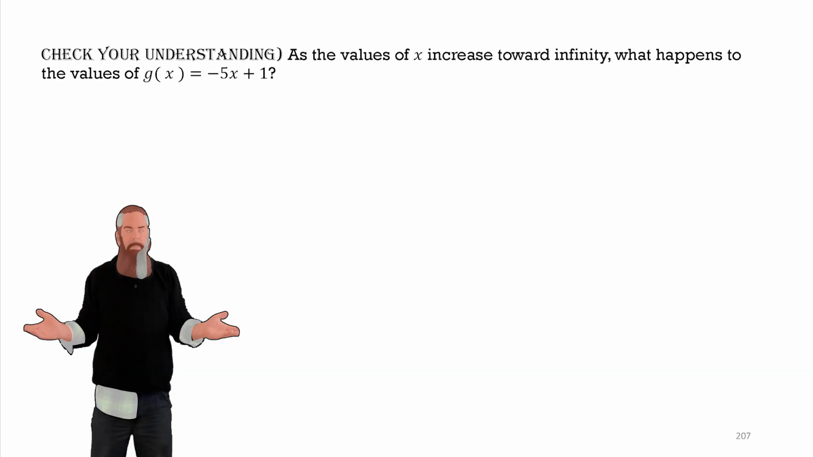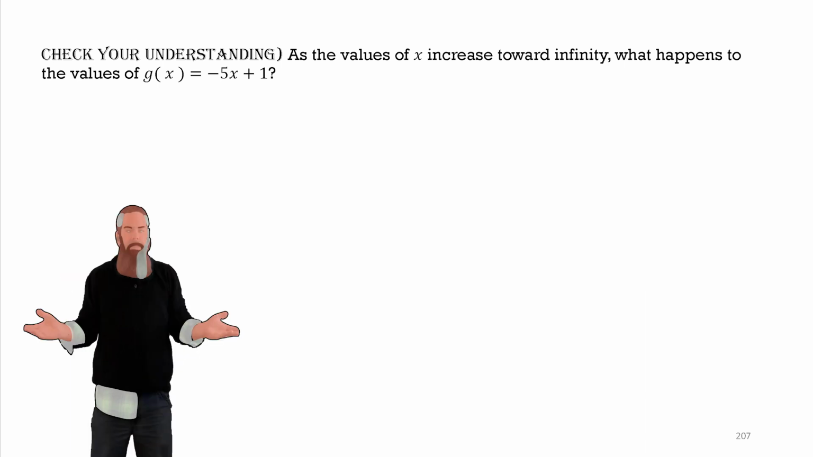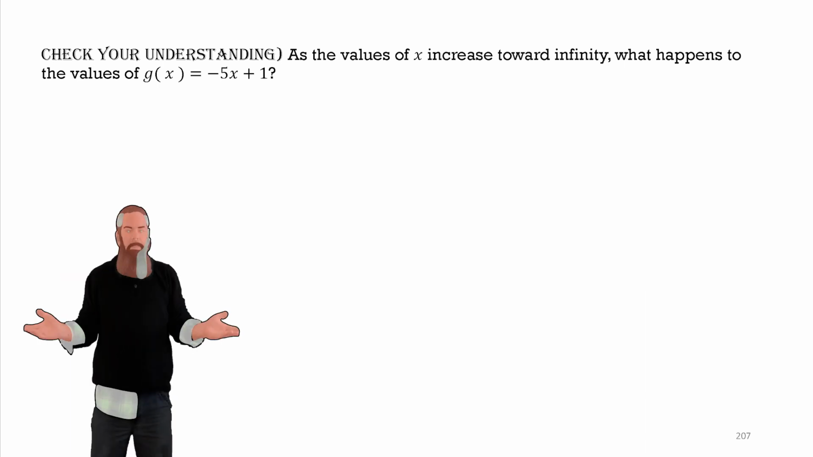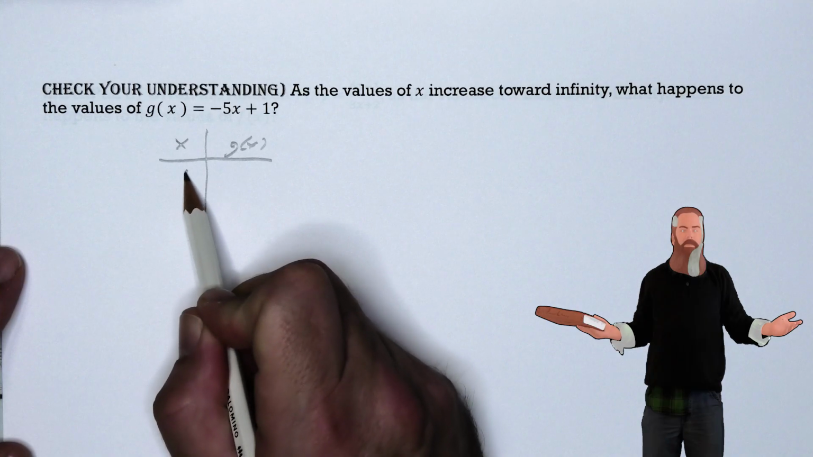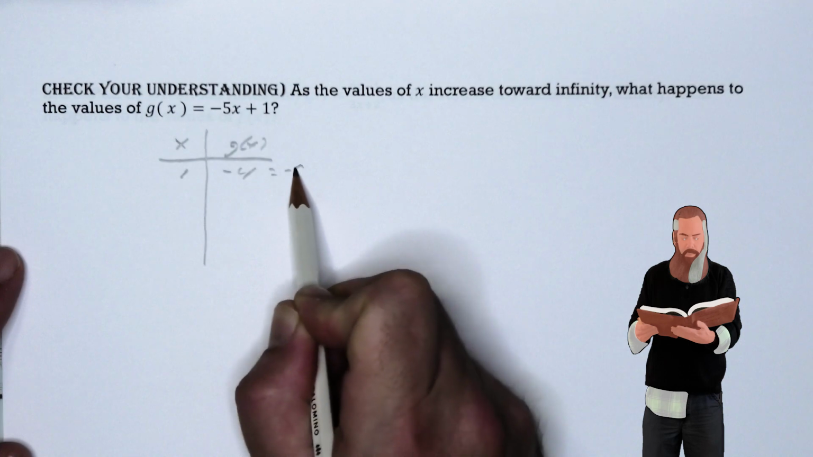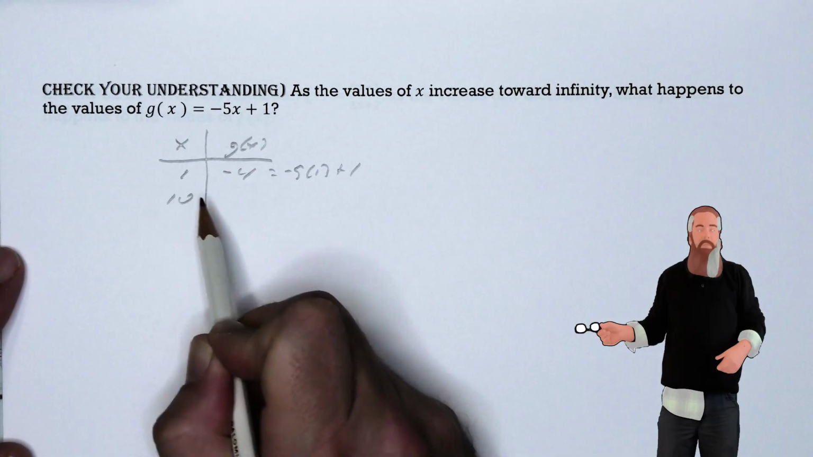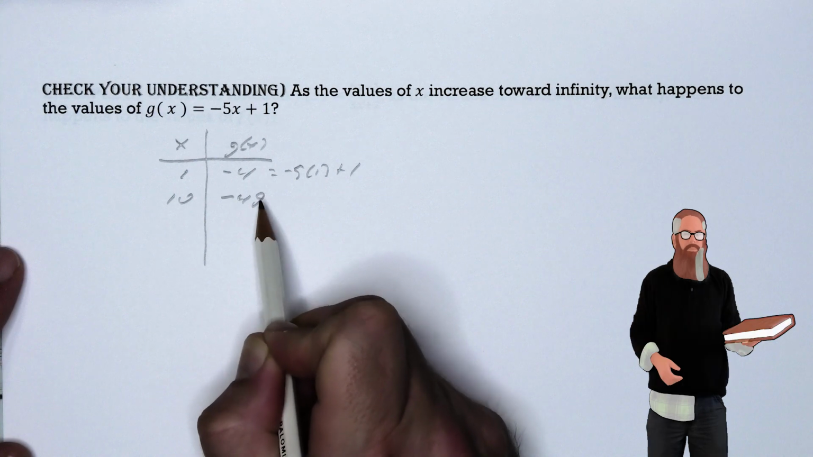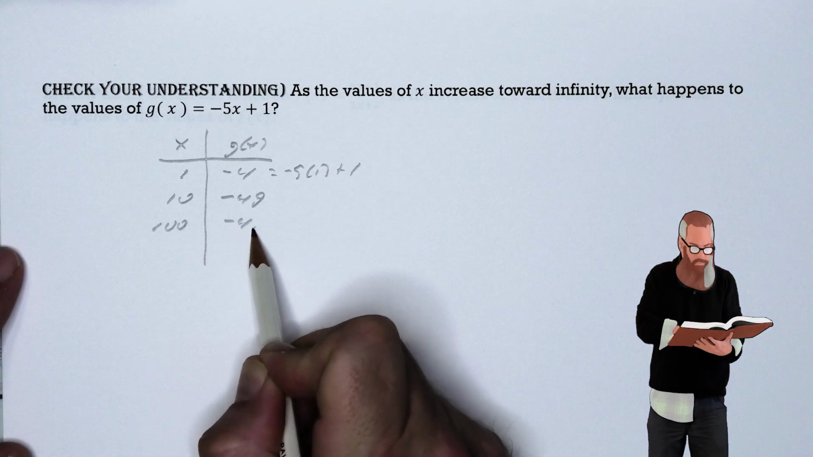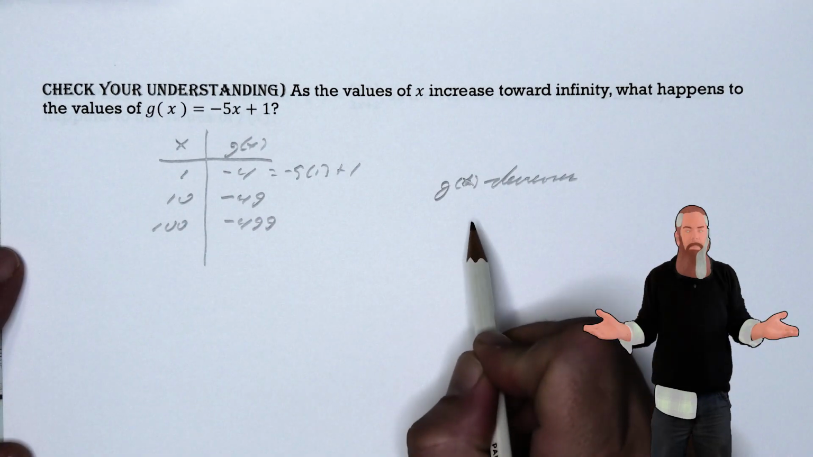Let's check your understanding. As the value of x increases towards infinity, what happens to the value of g of x if it is negative 5x plus 1? Well, when x is 1, we're going to get a negative 4 for g of x. This is because negative 5 times 1 plus 1. When x is 10, we're going to get a negative 49. And if x is 100, we get a negative 499. So we can confidently say that g of x decreases.